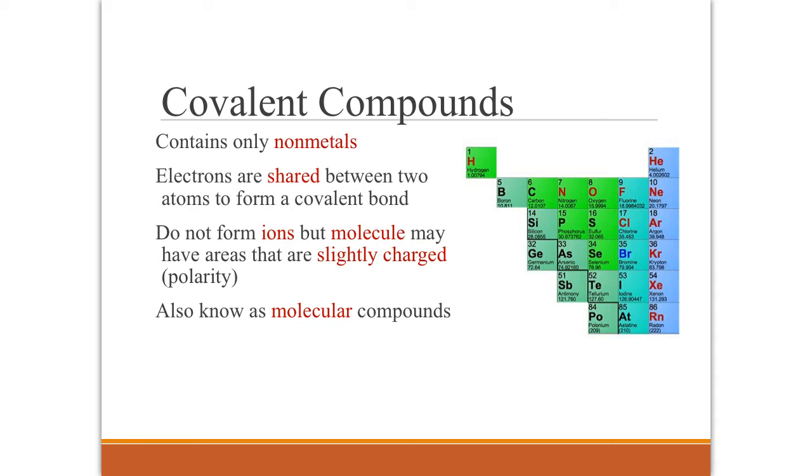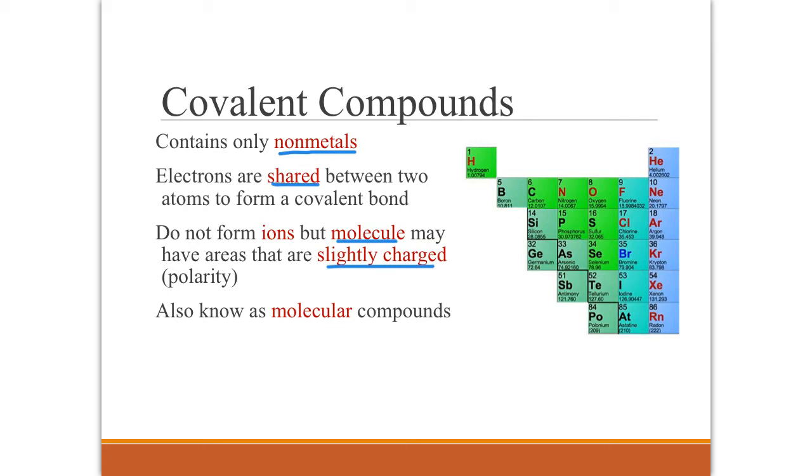Remember that covalent compounds contain only nonmetals, so there are fewer elements to choose from because it's just that upper right corner of your periodic table, like I have excerpted here, plus hydrogen. In covalent compounds, electrons are shared between two atoms instead of being transferred completely like they are with ionic. So you don't have ions. They do not form any ions, but the molecule itself might be slightly charged. That's something known as polarity, and we're going to cover it in much greater detail later on in this course.